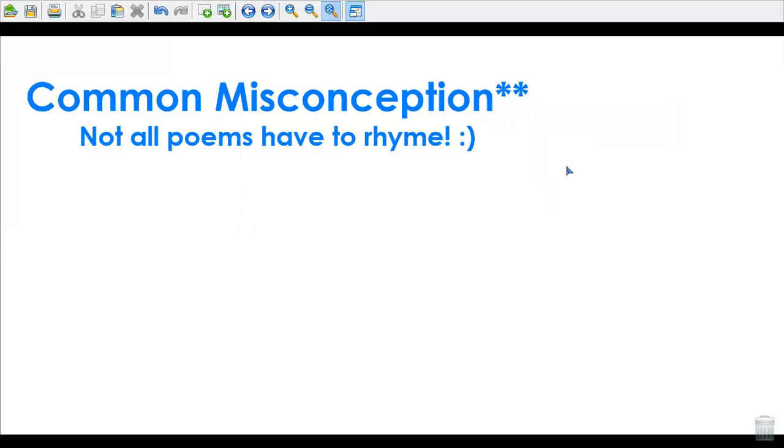Tomorrow, we are going to be looking at different poems, and we're actually going to practice identifying the different parts of the poem. So we're going to look at the lines and the stanzas and some rhyming words in a poem tomorrow.